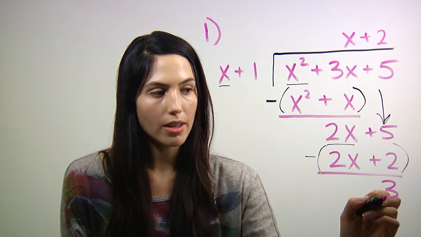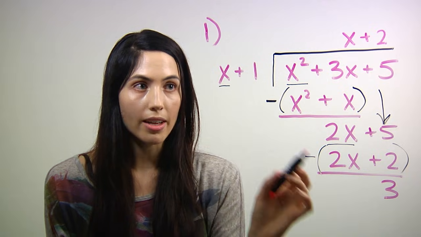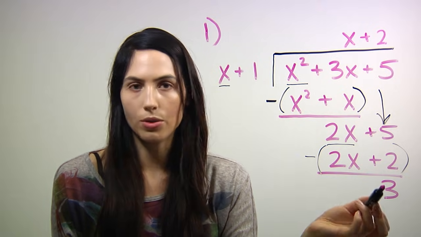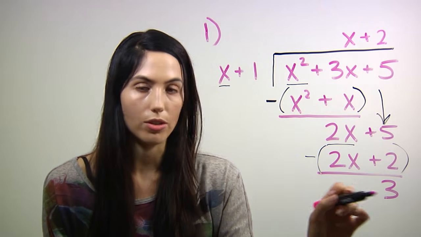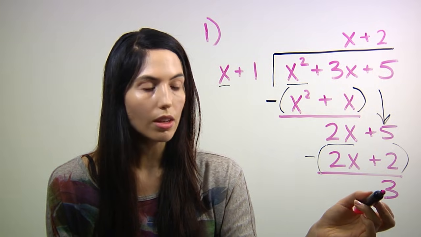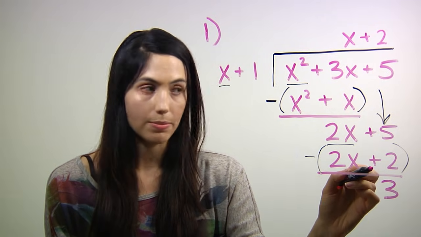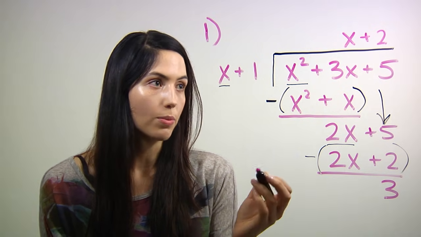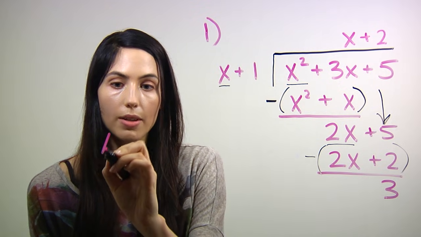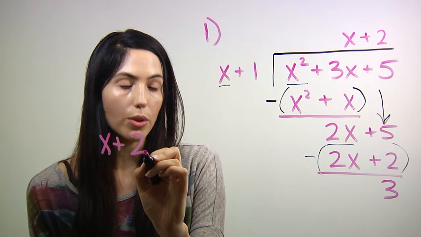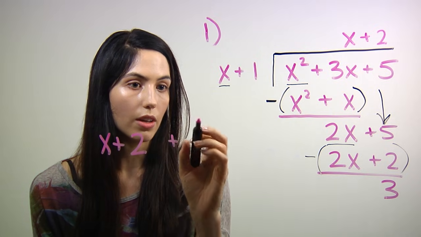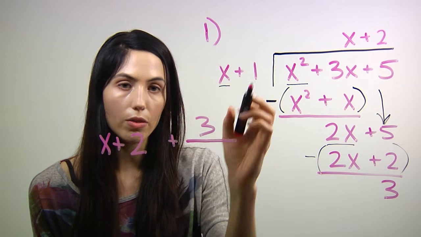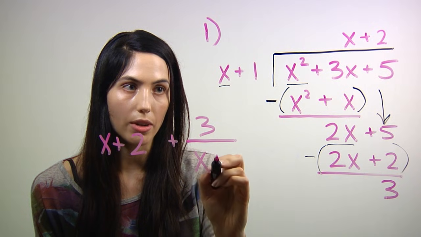Now as a final step, you do need to still ask yourself, does my divisor x plus 1 go into 3 any more times? And the answer is no, because x plus 1 is a larger polynomial than 3. So you're done, and this is your remainder. So in your class, most likely you're going to want to write the answer as x plus 2 with a remainder of 3, and typically you put the remainder over the divisor. So in the bottom we have x plus 1.